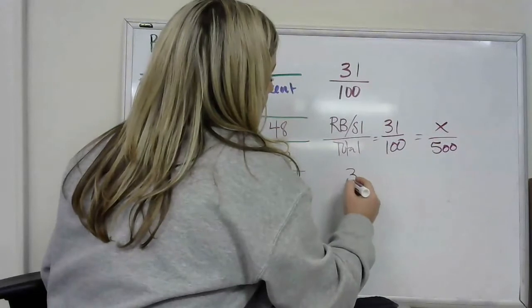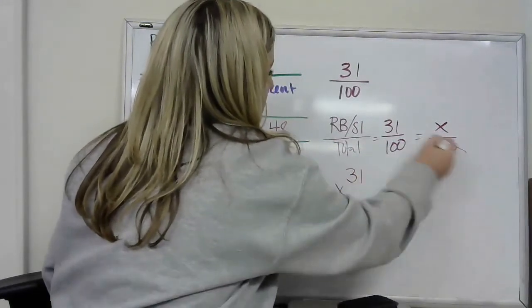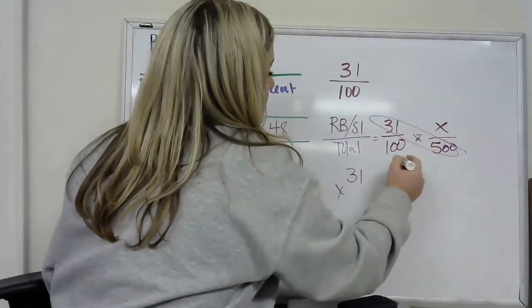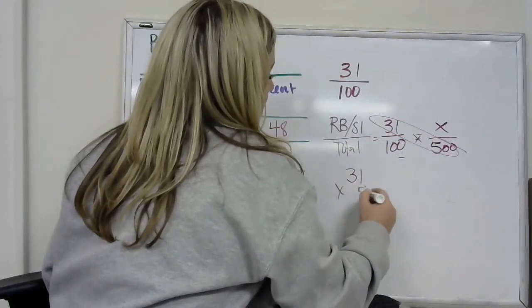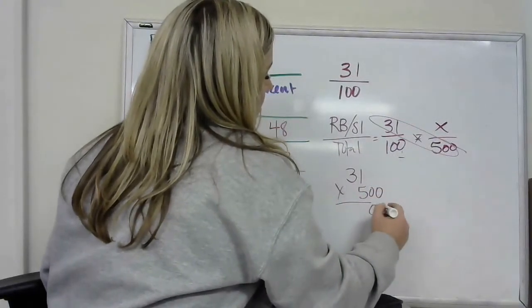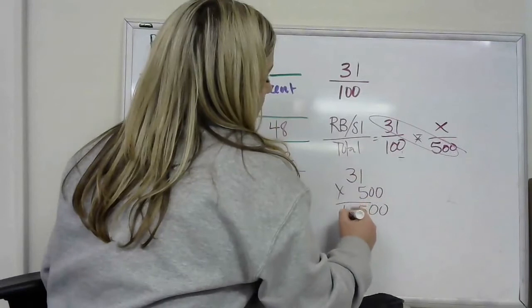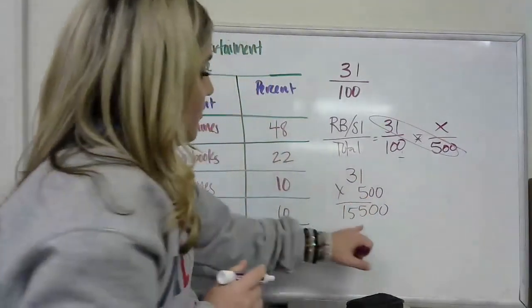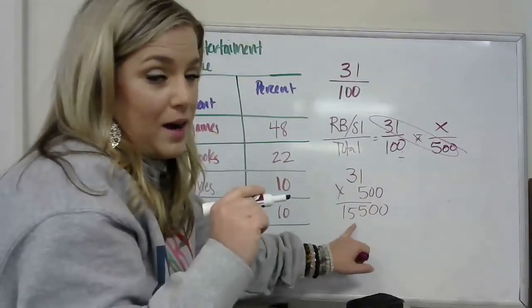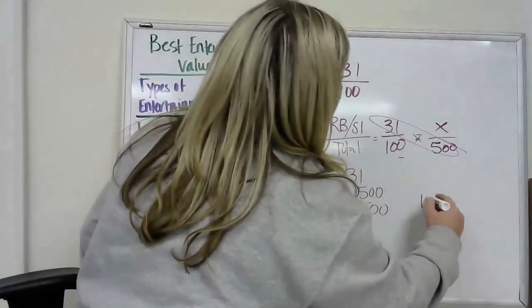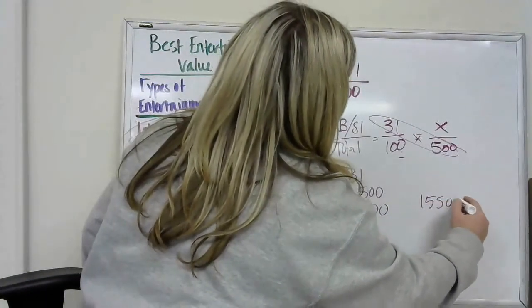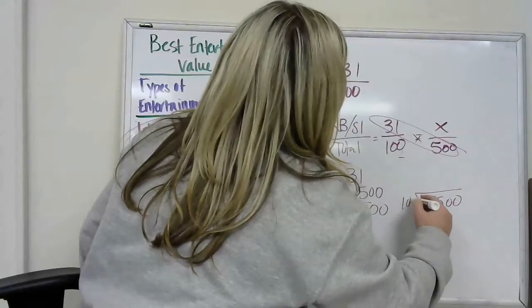So 31 times 500, I'm going to cross multiply and then divide by 100. And I'm leaving these zeros hanging off. So I got 15,500, but I've got to divide by 100. So 15,500 divided by 100.